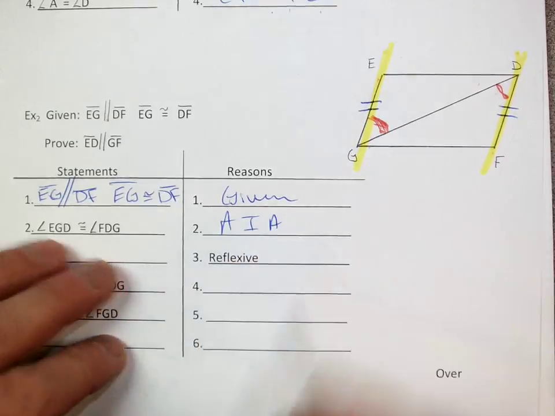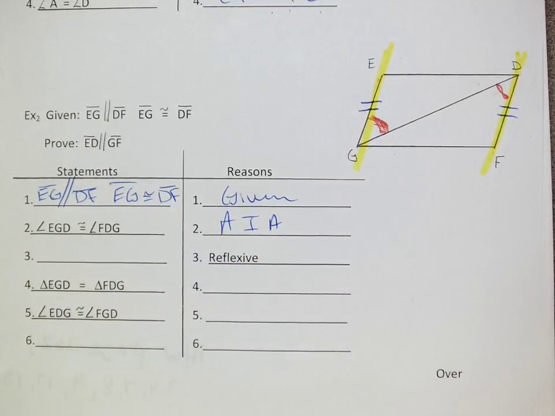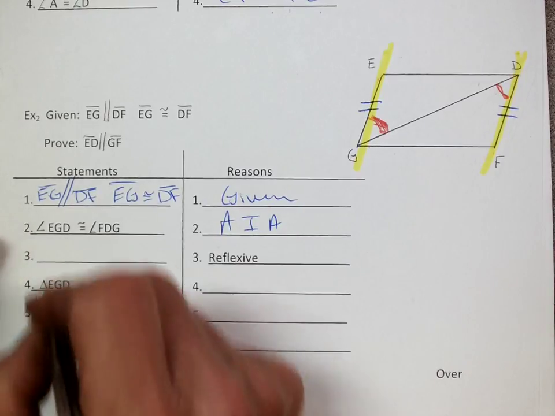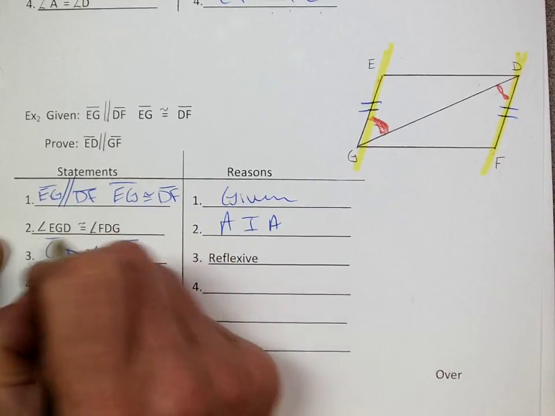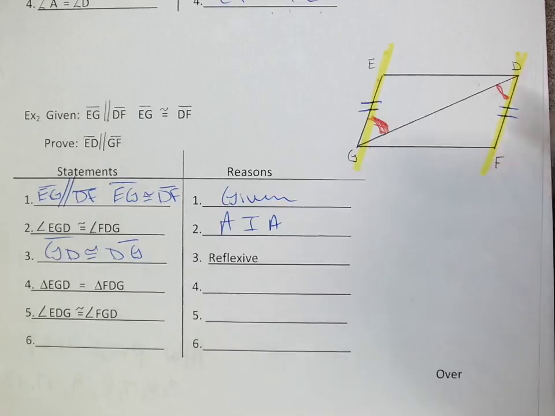AIA, alternate interior angles. Okay, reflexive. What do they share? Line GD. Right? So let's go GD is congruent to DG. So GD is congruent to DG, and that's got to be reflexive. Good. Let me mark that. All right.